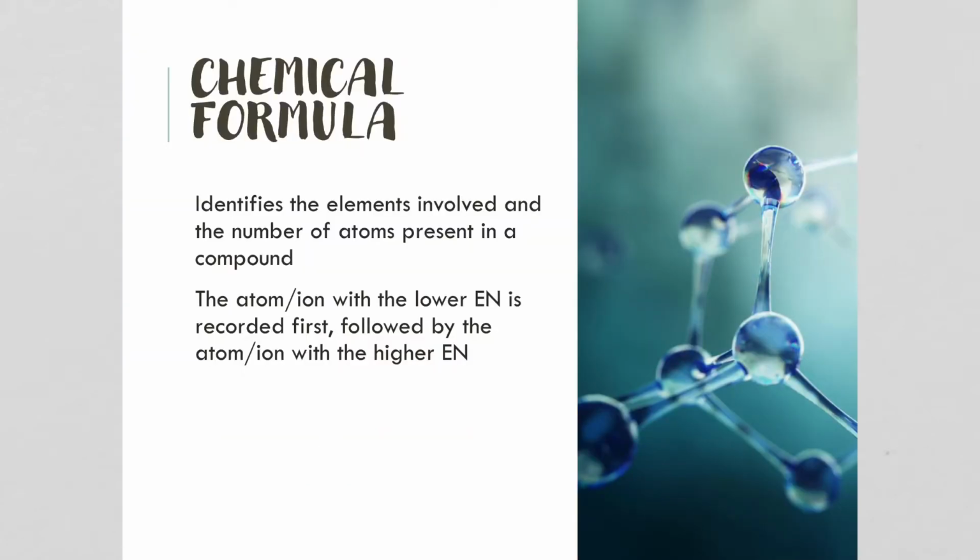So first of all, a bit of a reminder about chemical formulas. Remember, chemical formulas identify the elements involved and the number of atoms present in a compound. And for these examples, the atom or the ion with the lower electronegativity would be recorded first, followed by the atom or ion with the higher electronegativity. In the example of ionic compounds, the metals will always have a lower electronegativity than the non-metal that it combines with. So you always write the metal ion first.